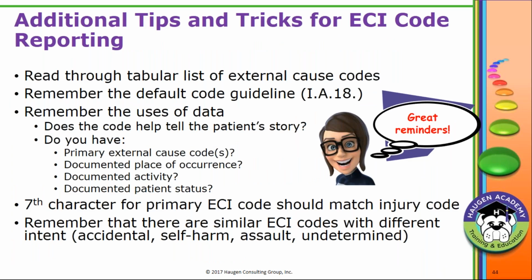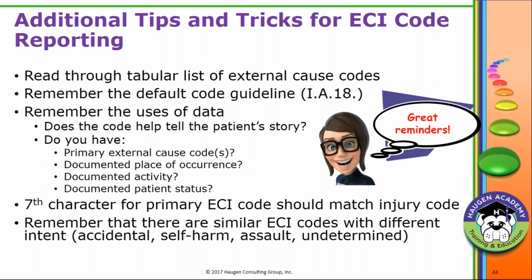So a couple of other tips and tricks for your reporting. Make sure you're reading through the tabular list of external cause codes. I would take the time to do it, especially if you're an ER coder or you're coding for a trauma facility where you get a lot of these ECI codes. Remember the default coding guideline. That default code is listed next to the main term in the index when you don't have additional detail. So it may not fit your injury specifically, but remember defaults.